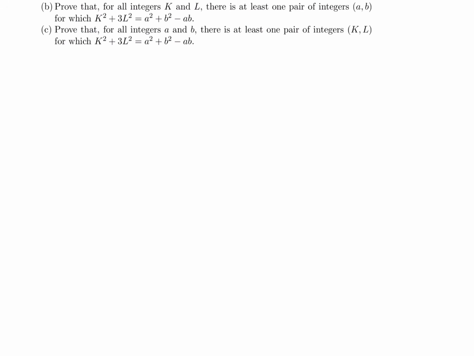Prove that for all integers k and l, there is at least one pair of integers a, b, for which k squared plus 3l squared is equal to a squared plus b squared minus ab. So let's start by making a little bit of a table and seeing if we can get any sort of a pattern.